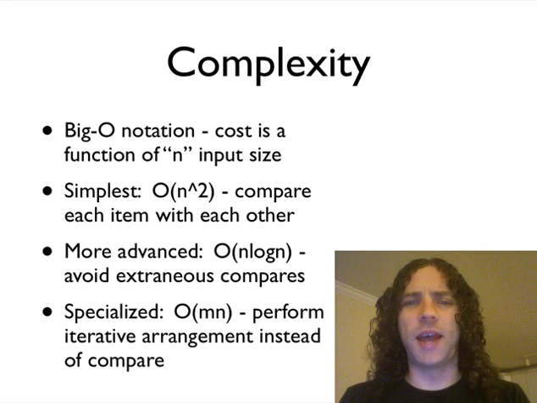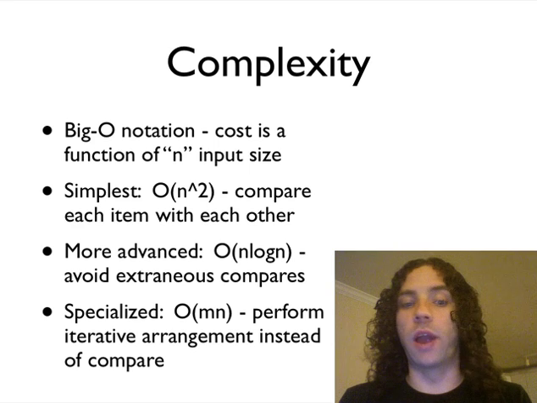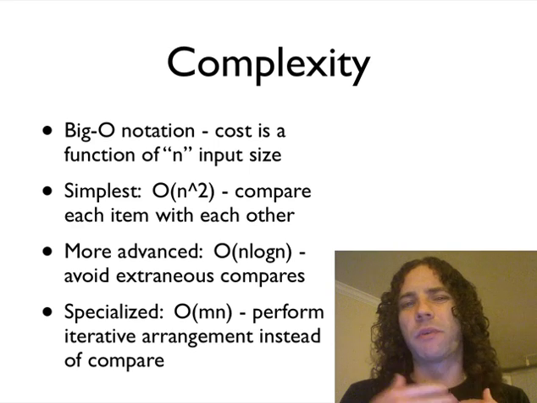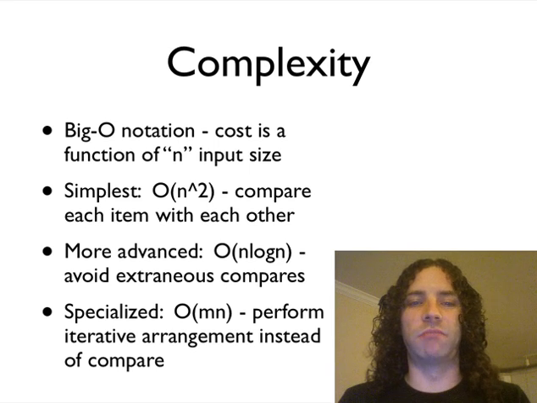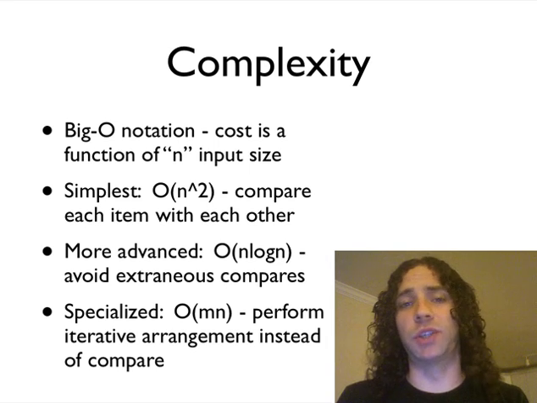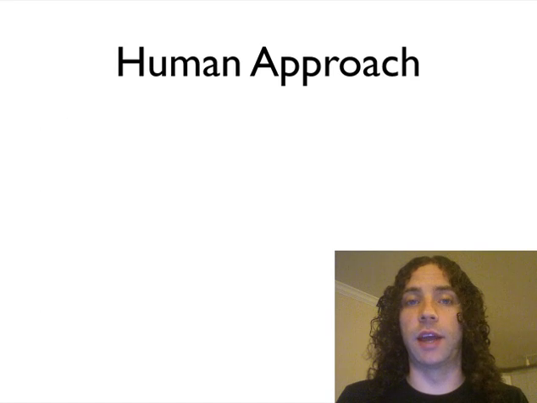Beyond that, there's actually a class of algorithms which is kind of unfortunately ignored, which is the specialized algorithms, which have a quasi-linear time cost. So the big O of mn, where m is some constant. And this is based on performing an iterative arrangement instead of comparison. Now, unfortunately, these algorithms also don't apply in many situations. This is part of why they're overlooked a lot. But things like radix sort are very interesting in that area.